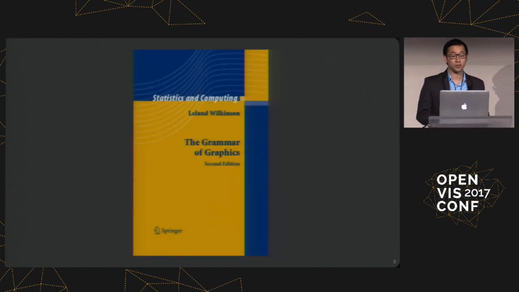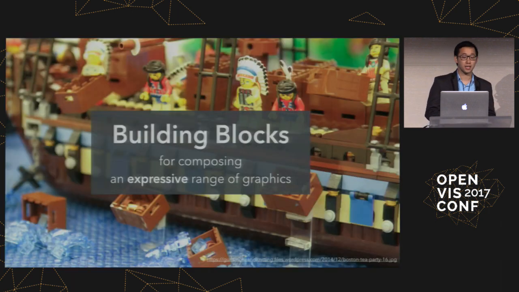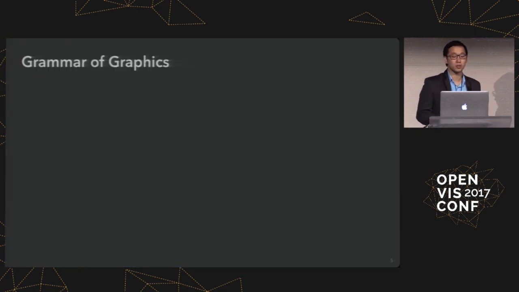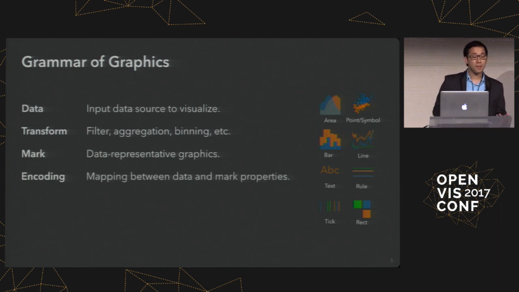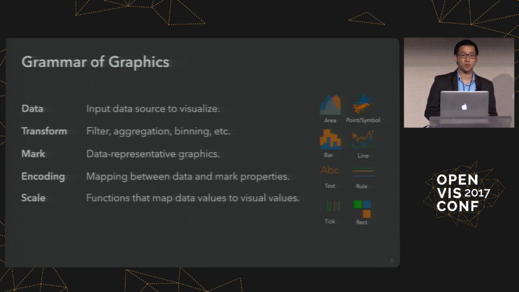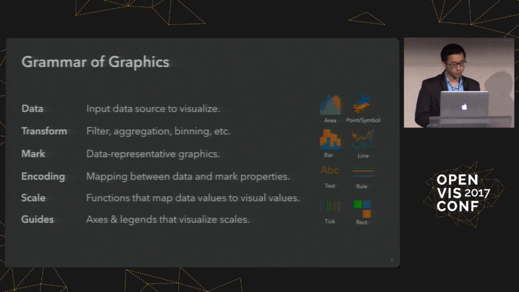To support an expressive range of graphics, many popular visualization tools adopt the idea of the grammar of graphics by Leland Wilkinson. Just like how grammar informs us how to compose words into sentences in English, a grammar of graphics provides primitive building blocks for composing an expressive range of visualizations. For visual encodings, these building blocks include data that we want to visualize, transforms like filter, aggregation, and binning, graphical marks such as bar, point, and line, the encoding mapping between the data and properties of these marks, scales or functions that map data values to visual values, and finally, guides, including axes and legends that visualize these scale functions.